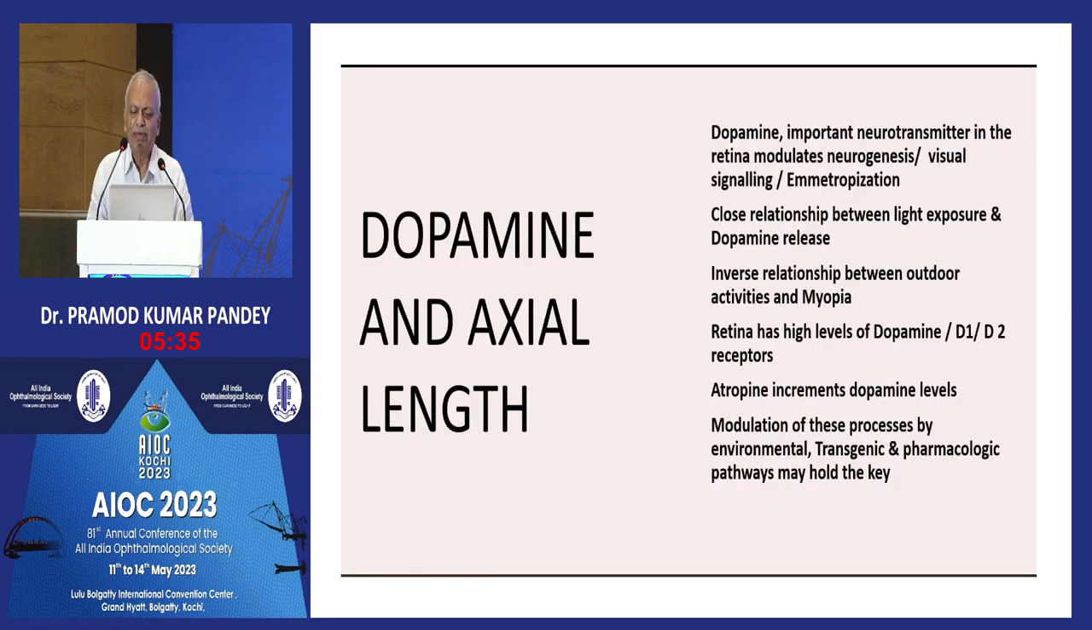Now, dopamine is an important neurotransmitter in the retina, modulating neurogenesis, visual signaling, and emmetropization. There is a close relationship between light exposure and dopamine release, and an inverse relationship between outdoor activities and myopia. The retina has high levels of dopamine receptors, D1 to D5. And atropine increases dopamine release. So if there is dopamine release, with atropine, that probably controls the axial length.